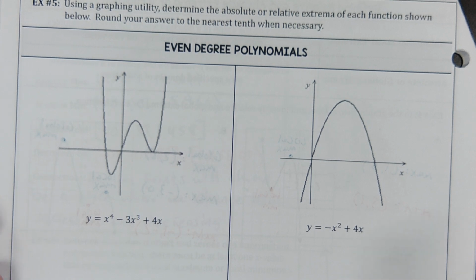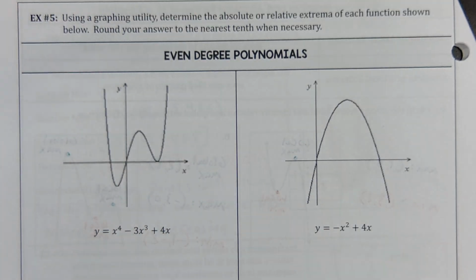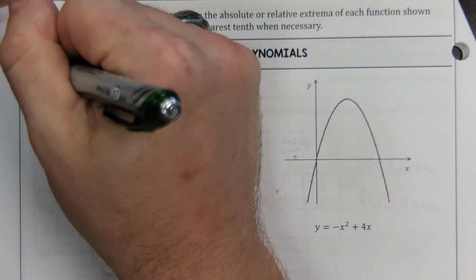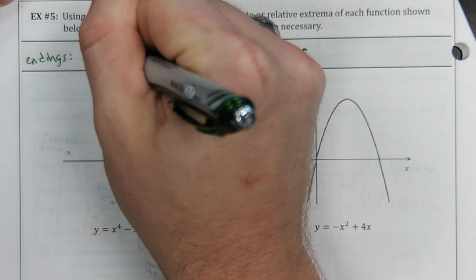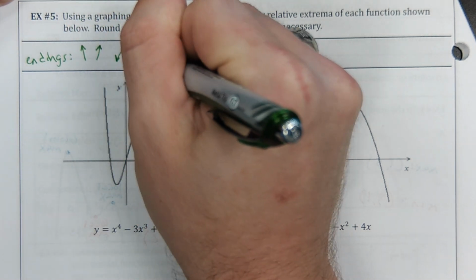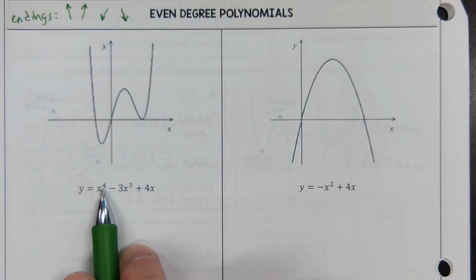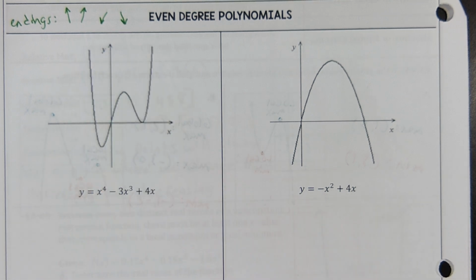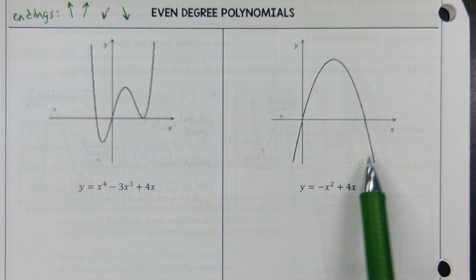But I want to write a little bit here. Even degree polynomials, endings point same direction. So for a set of words, we can do like this. Let's draw pictures. We can either have 2 up or we can have 2 down. That's the end behavior for even degree polynomials. Here you go, 4th degree polynomial, that's an even number. The 2 endings point in the same direction. Here's a 2nd degree polynomial, that's an even number. Endings point the same direction.